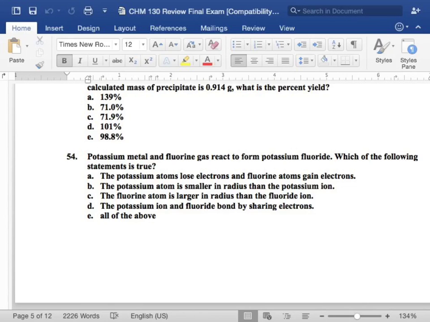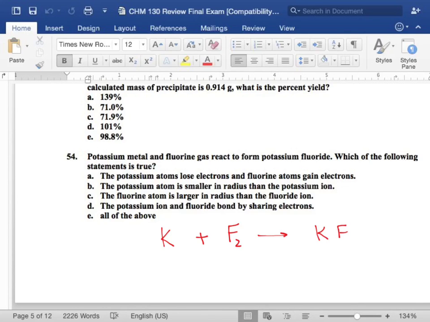The potassium ion and the fluoride ion bond by sharing electrons. And well, I'm forming a bond, so that does sound like sharing electrons. And this is where this one becomes challenging, okay, because it's going back to strict definitions. So the best way that I would approach answering this is writing out the chemical equation. We have potassium plus fluorine form what?